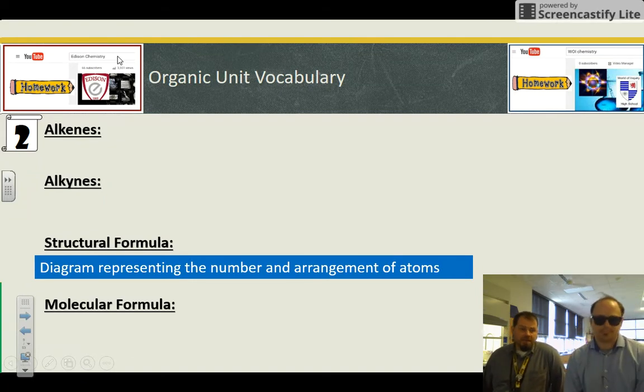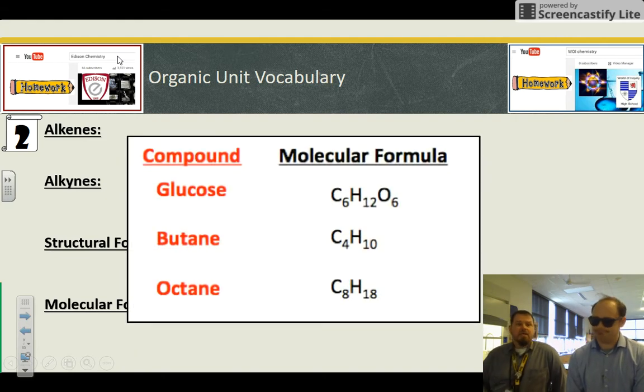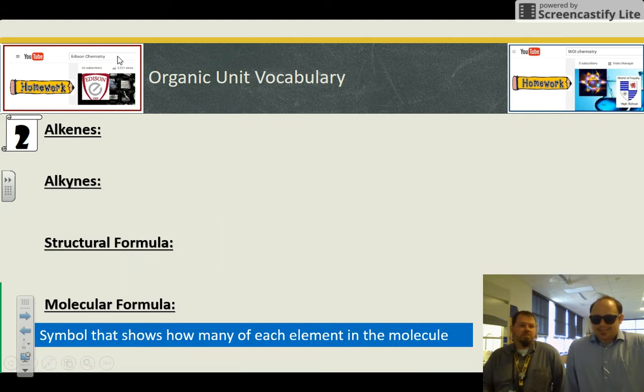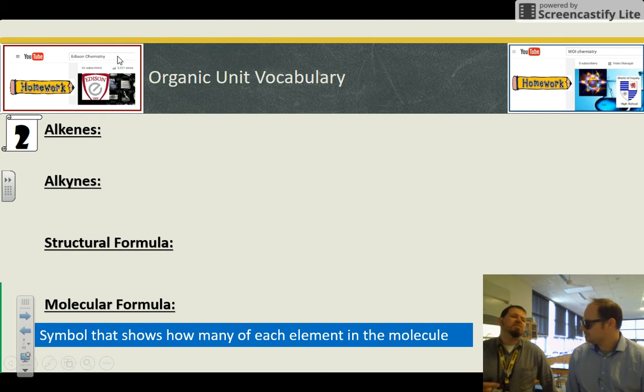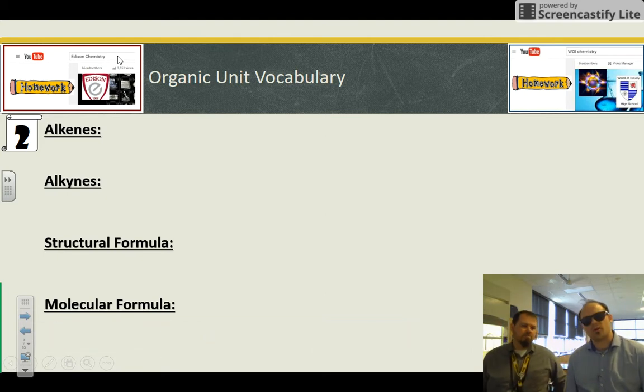Now, unfortunately, the molecular formula doesn't show us that. You see there, glucose, butane, octane; those are words we'll use, butane and octane. It just tells me simply the number of carbons and hydrogens. So it's a symbol that shows me how many of each element. It doesn't really tell me a lot about their arrangement or their bonding. I would have to dig deeper in order to figure that stuff out. It doesn't show us how they're connected.